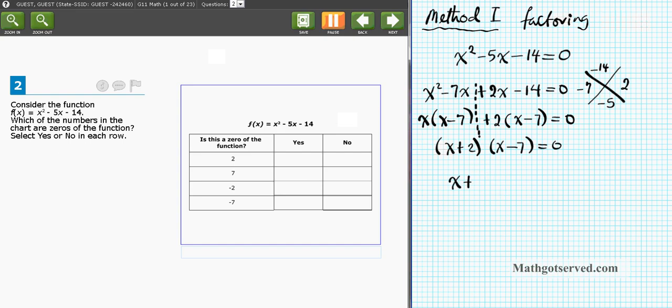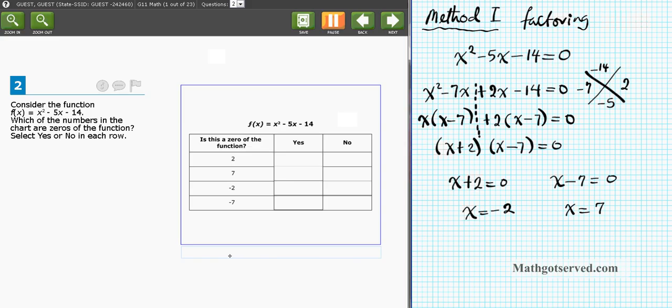All right? Next, we're going to set each factor to 0. X plus 2 equals 0, and x minus 7 equals 0. And we're going to solve this. Okay, this one yields x equals negative 2, and this yields x equals 7. So these are the zeros to this quadratic function.